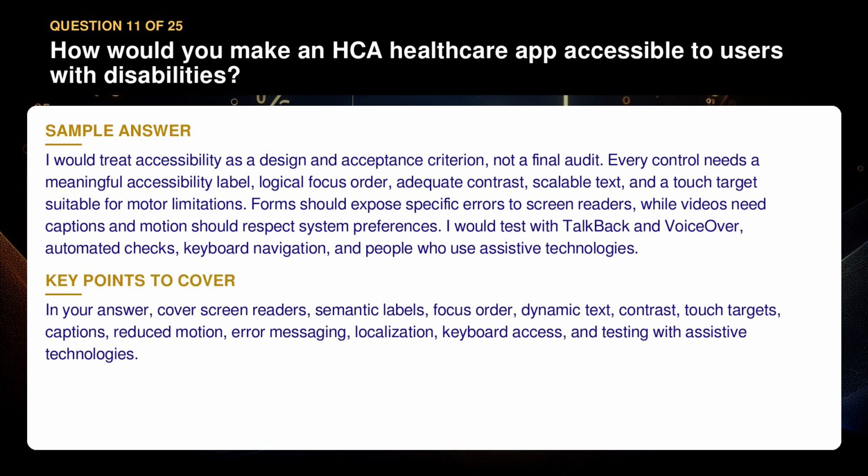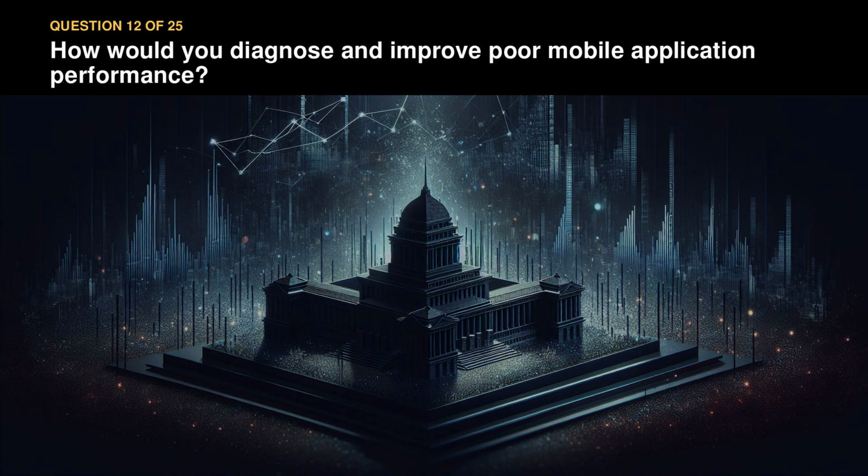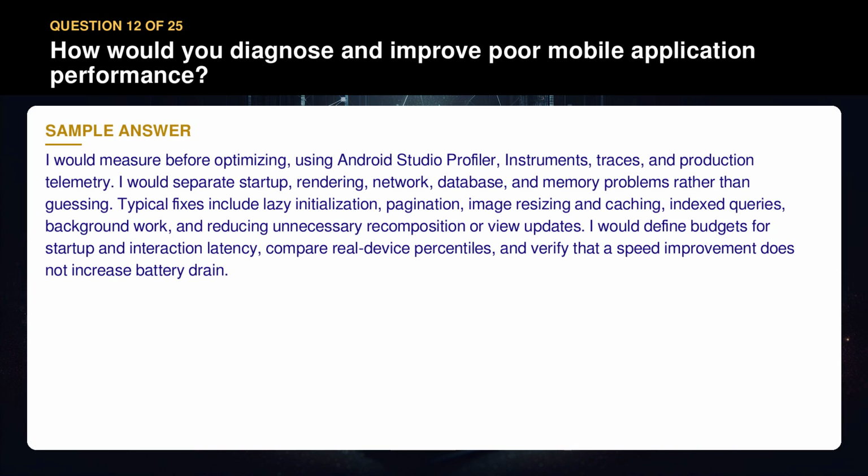In your answer, cover screen readers, semantic labels, focus order, dynamic text, contrast, touch targets, captions, reduced motion, error messaging, localization, keyboard access, and testing with assistive technologies. Question 12. How would you diagnose and improve poor mobile application performance? I would measure before optimizing, using Android Studio Profiler, Instruments, traces, and production telemetry.